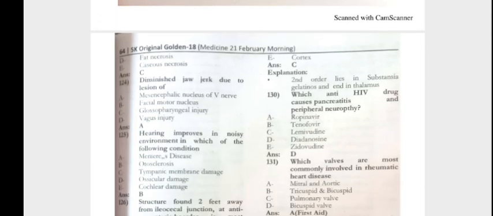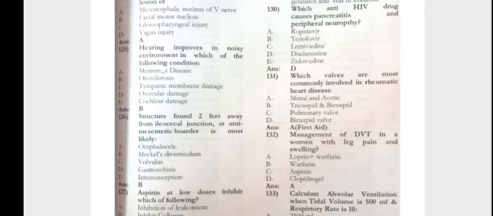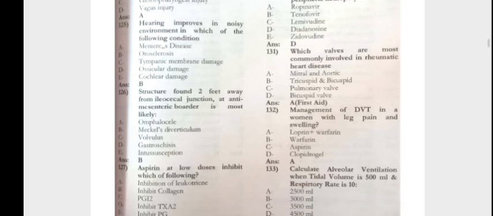Diminished jaw jerk is due to the lesion of the mesencephalic nucleus of the fifth nerve. The hearing improves in a noisy environment due to the following condition, that is otosclerosis. The structure found 2 feet away from the ileocecal junction at the antimesenteric border is most likely the Meckel's diverticulum.